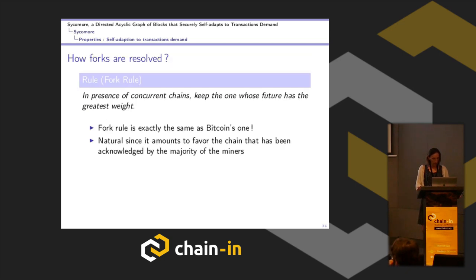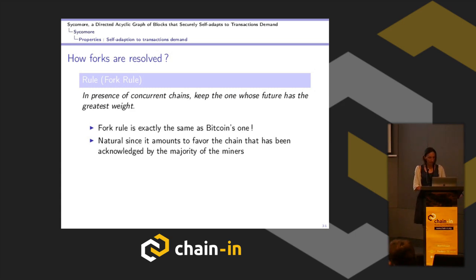And you can have forks, I'm sorry. But it turns out that you can design exactly the same arbitration rule to handle forks as in Bitcoin. What you do is that in presence of concurrent chains, not split chains. It's very different. Split chain is something that we want. You want to partition the load. A concurrent block is just a block which is concurrent to an existing one, which shares exactly the same label.